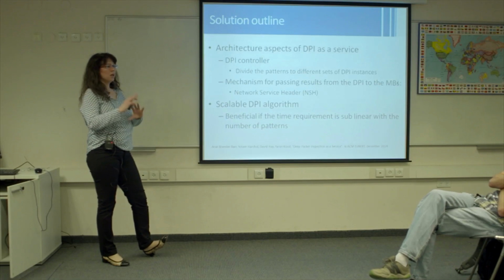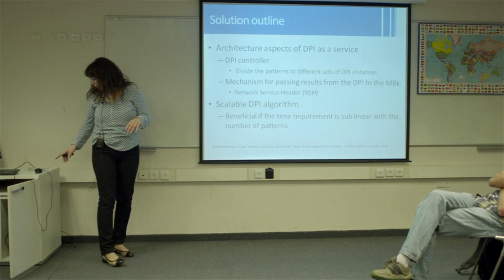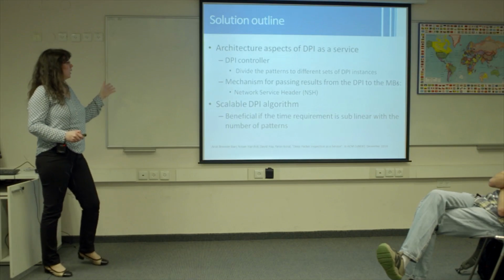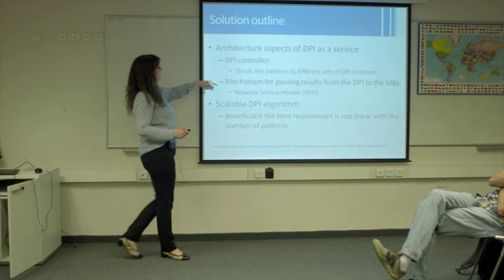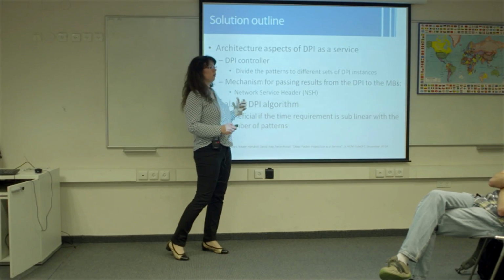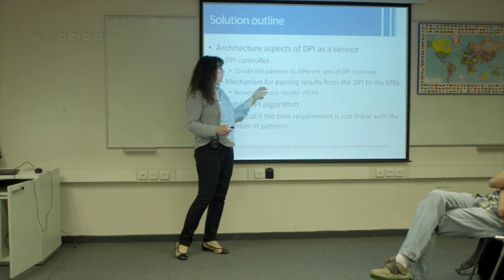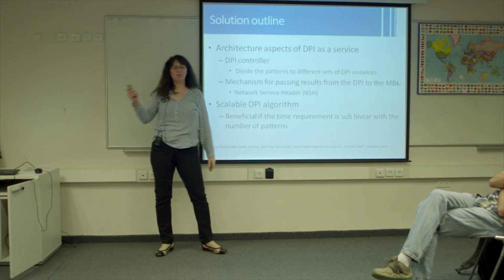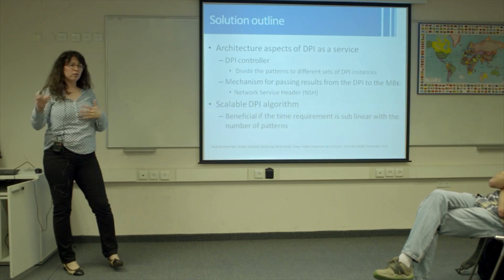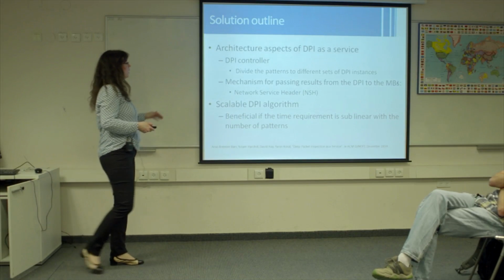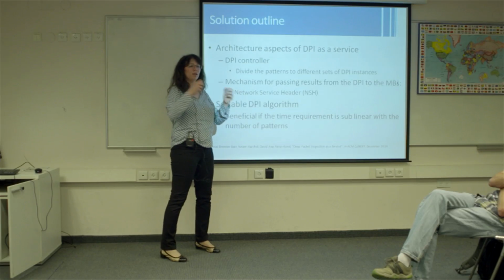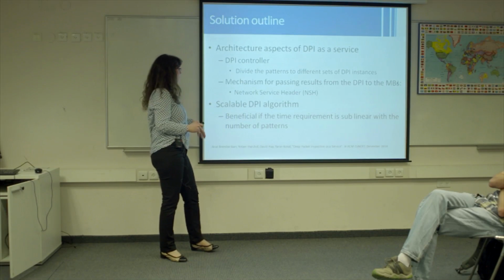A little bit about the outline of the solution. We have the DPI controller. We also need a mechanism for passing results from the DPI to the middle box. Don't worry, there is such a thing. It's called network service header. It's an Internet draft and Cisco implements stuff like that. It's exactly for sending information from one middle box to another middle box in the service chain.